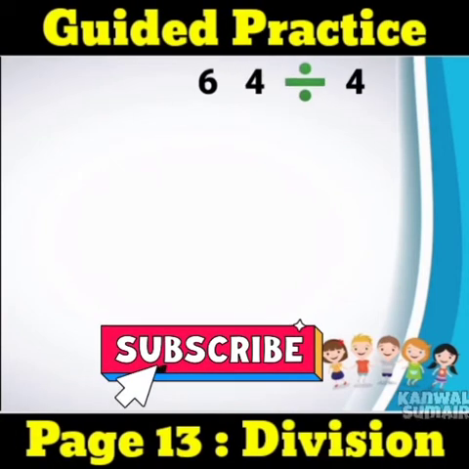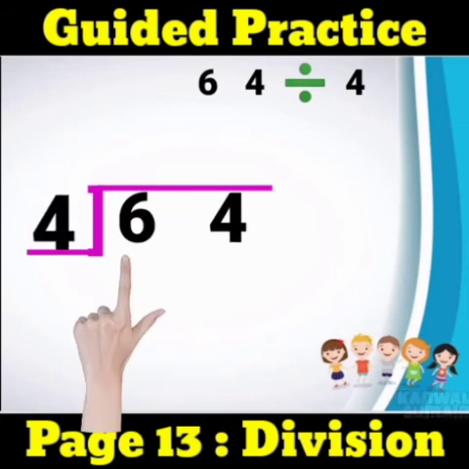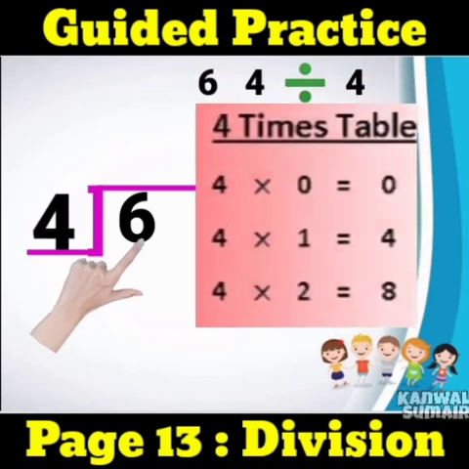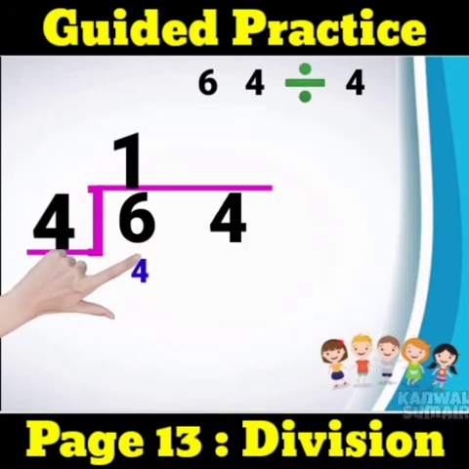64 divided by 4. Remember, we always start division from the left hand side. Let's start. In the 4 times table, 6 doesn't come. So the smaller number is 4. 4 times 1 is 4. 6 minus 4, remaining is 2.